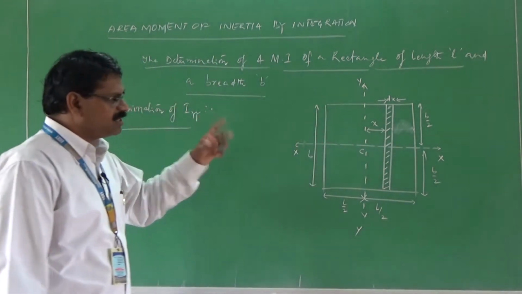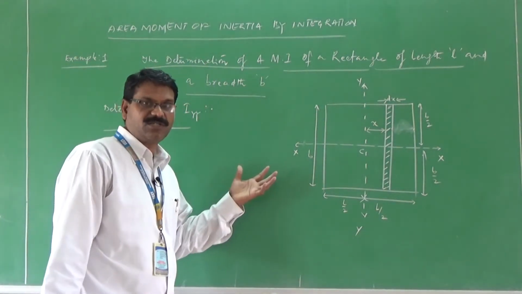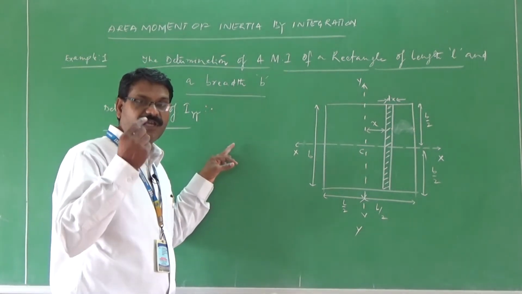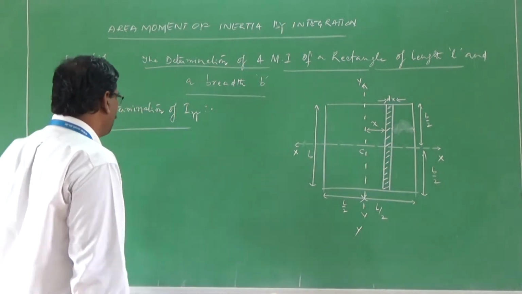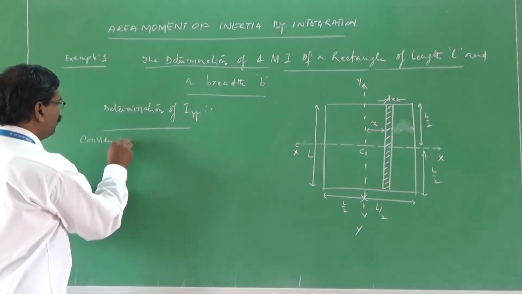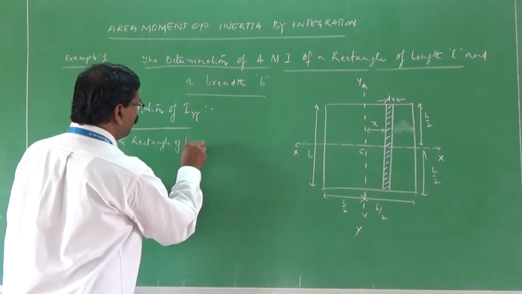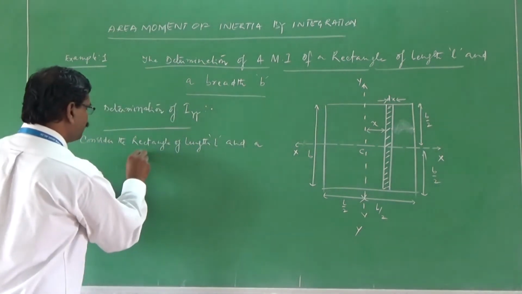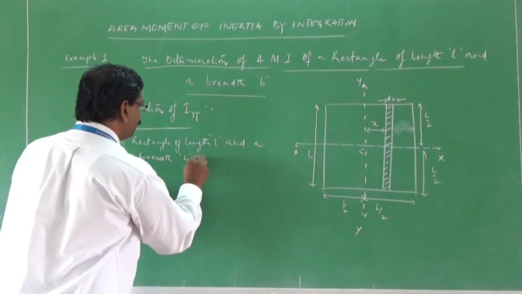Now, utilizing this diagram, we need to find the determination of Iyy. In the similar fashion as how I determined Ixx, in determining Iyy, I could take a small elemental width, which is denoted by dx. Now, let us prove this particular derivative part. Consider the rectangle of length L and breadth b as shown in the figure.